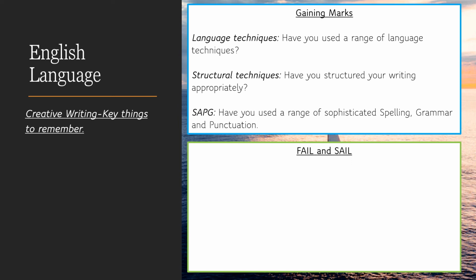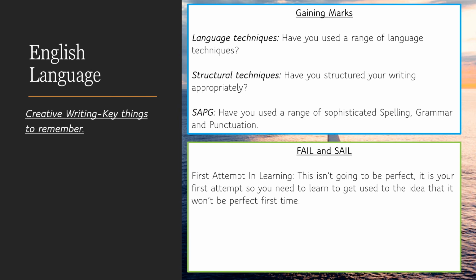Fail and sail. So these are the two processes that we looked at when we were going through the creative writing. The first one, the fail, is called the first attempt at learning. So it isn't going to be perfect. It's your first attempt, so you need to get used to the idea that it won't be perfect first time. When we're practicing our writing, don't get disheartened if you write something and you think it's rubbish.